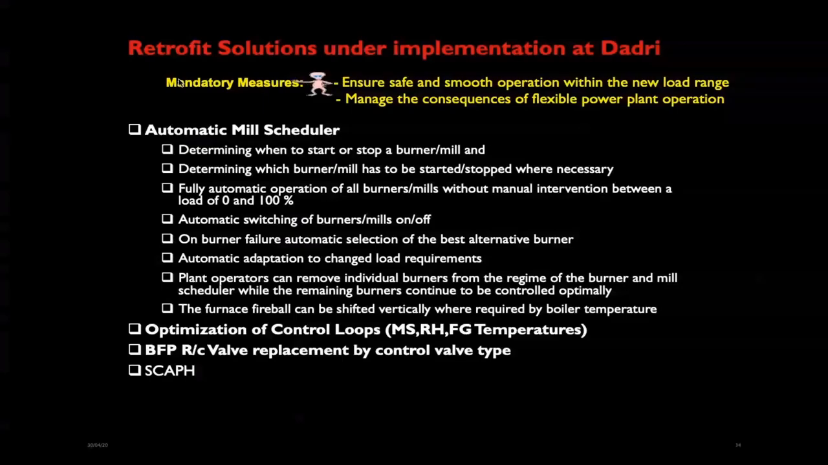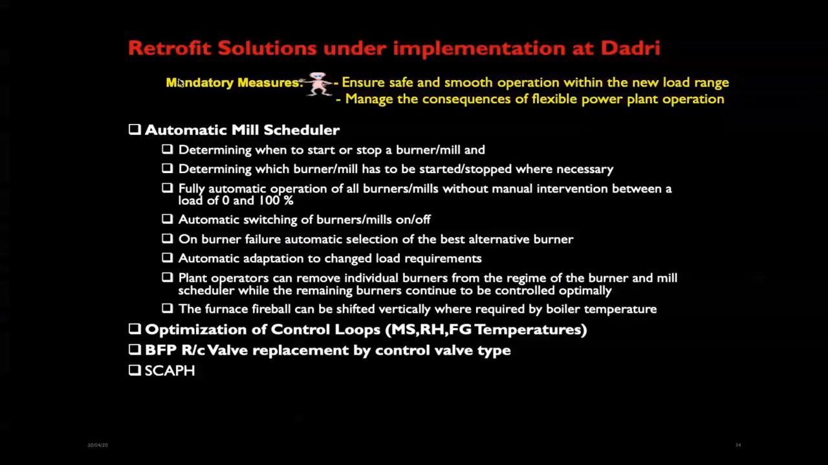First is the automatic mill scheduler. This will do everything to take the mills in auto into service, start and stop the mills, determine which burner mill has to be started or stopped, increase the firing, loading of the mills or deloading of the mills. It's difficult. Today it is done on the basis of the operators. On burner failure, automatic selection of the best alternative burner, because it will be analyzing online. So what is the next best? So it will automatically change over. Plant operators can remove individual burner from the choice, because see, human intervention will always be above machine intervention.